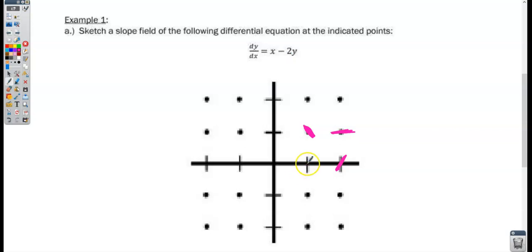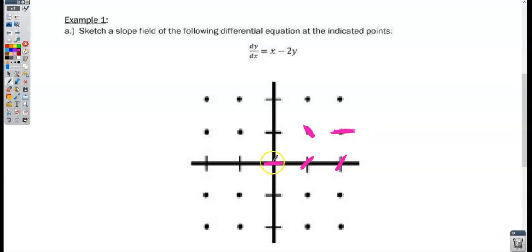All right, next point I've got here, I've got the point 1, 0. X is 1, y is 0. That's a slope of 1. Okay, let's see. 0, 0, put 0 in for x, 0 in for y, I get 0 as my slope. And now we found our first idea of a pattern. It looks like on this diagonal, kind of the line y equals 1/2 x, we end up with the same slope pattern.